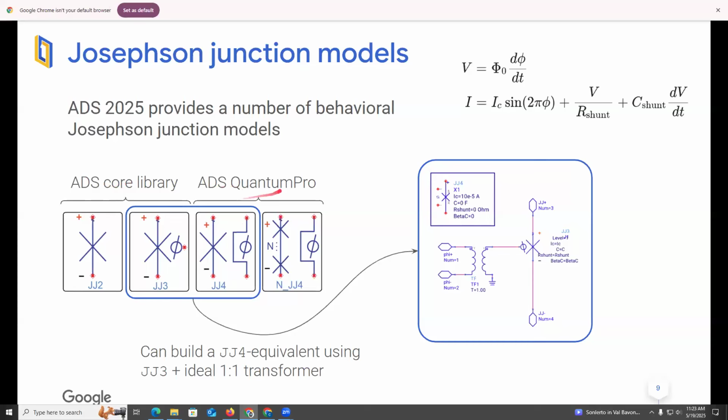So the first two are available in the regular library. For the second two, you need the Quantum Pro package. Right. So now you can in fact build the four-terminal one from a three-terminal junction just by adding a transformer and doing the single-ended to differential transition.